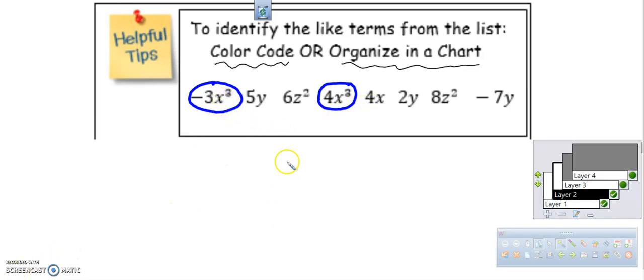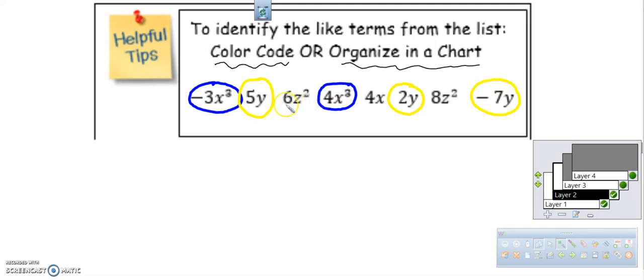Now I'm going to select a color yellow, and I'm going to go to the next term in the list, which is 5y. So I am looking for a term that has a y to the first power. Z squared doesn't match, x doesn't match. I do have a 2y, that matches, y to the first power. And negative 7y also matches y to the first power. So those are like terms, I've circled them in yellow.